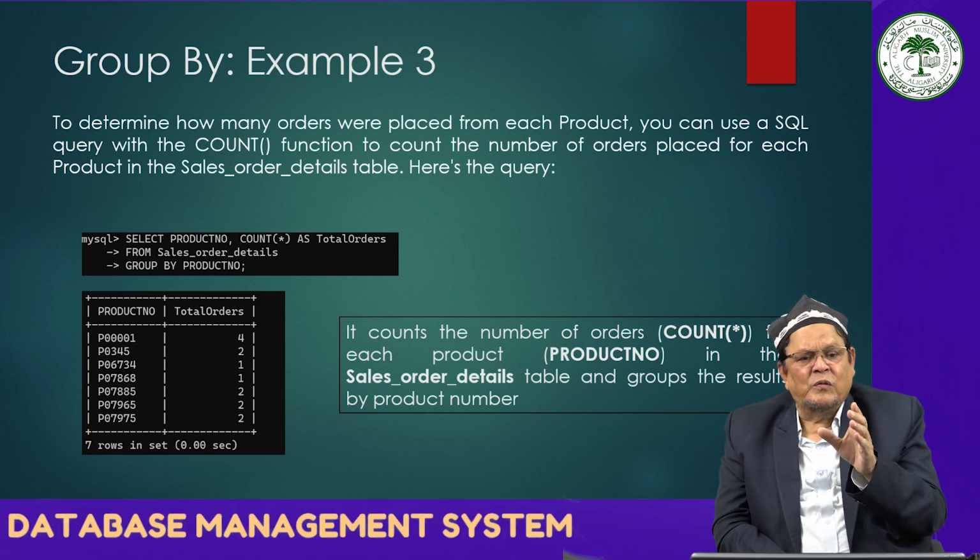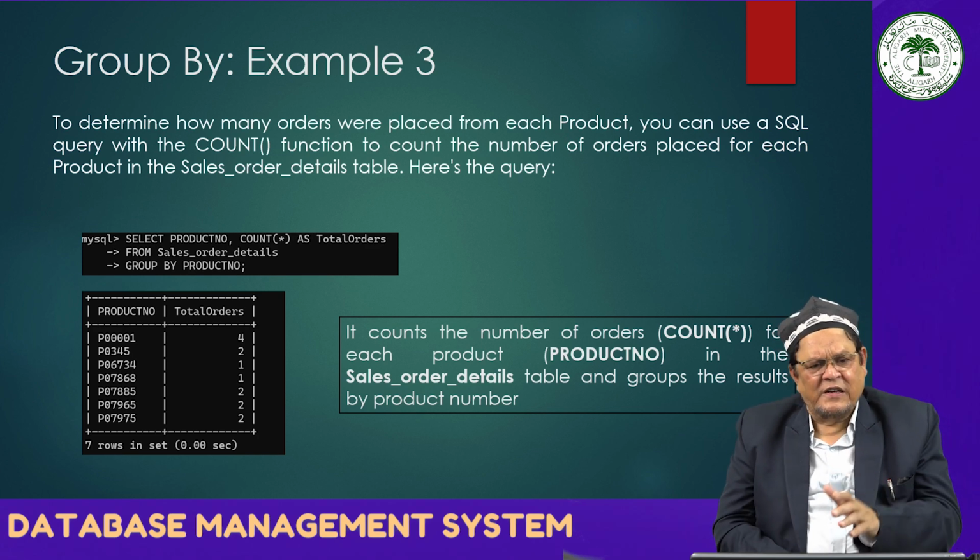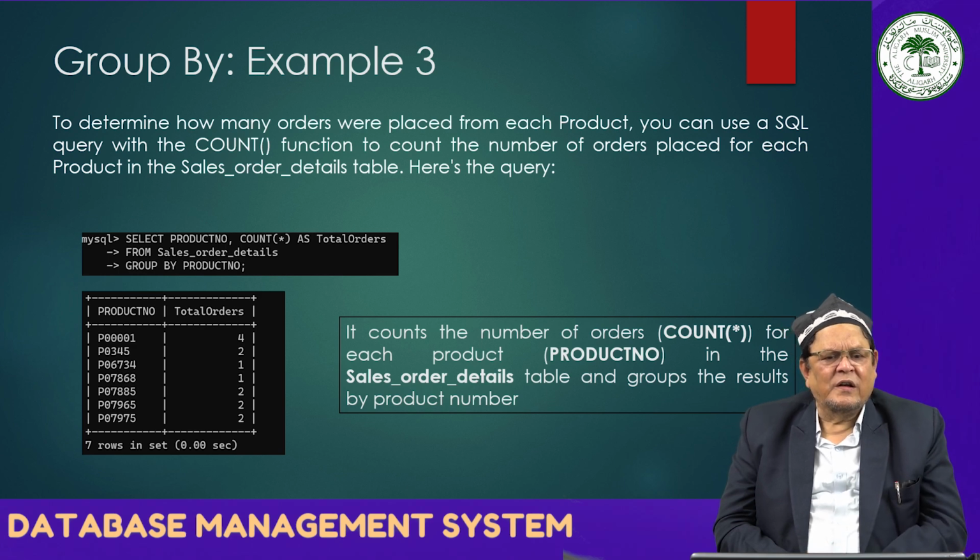And then mention group by product number only. Here you have not mentioned order by in ascending or descending order, so it will display like that. Okay, the product number and total order here: 4, 2, 1, 1, 2, 2 like that.